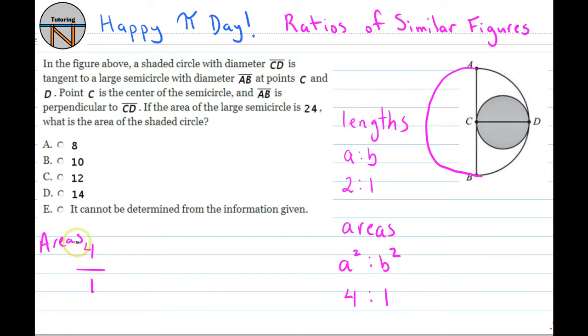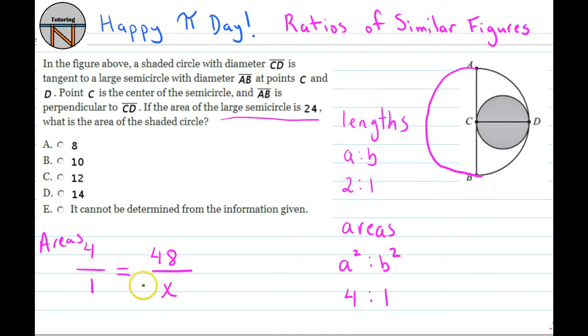At this point, we could set up a proportion. We could say the area of the large circle to the area of the small is a 4 to 1 ratio. Now, they told you the area of the large semicircle is 24, so the entire circle would have to be 48. And the area of the entire small shaded circle, that's what we have to solve for. We'll call that x. So the ratio of 4 to 1 has to equal the actual area of the large circle, which is 48, over the area of the shaded circle.